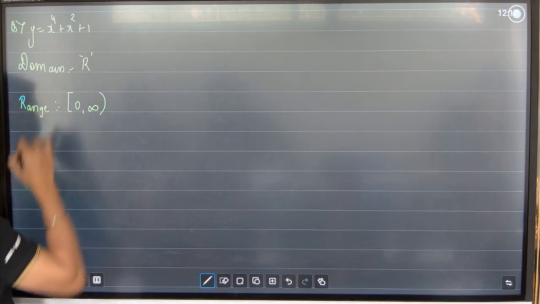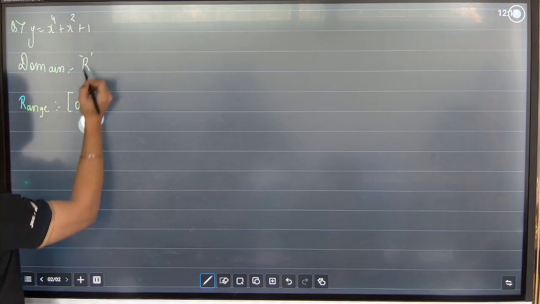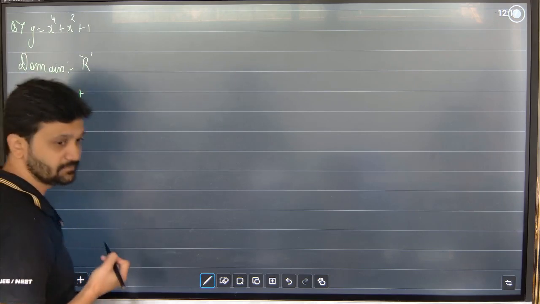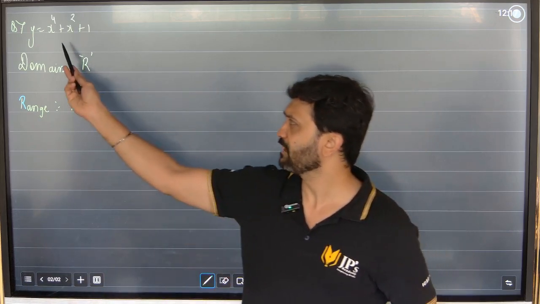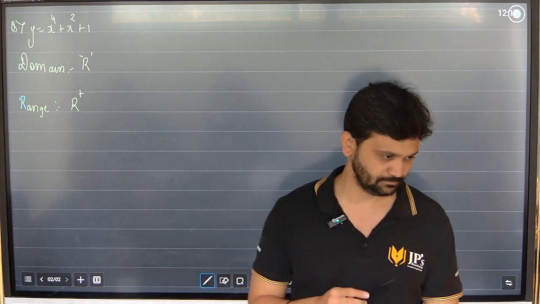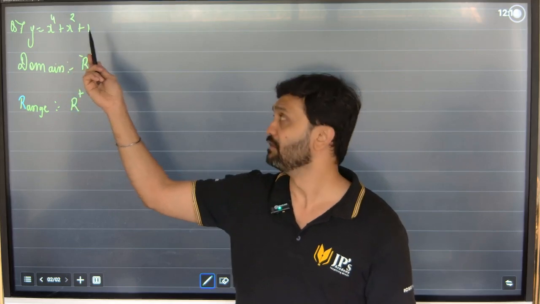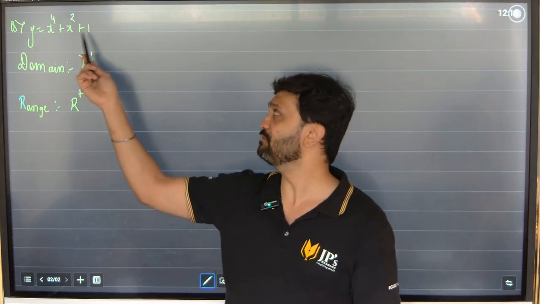Now in this case 0 will not come, take anything, 0 will not come. My answer will be a positive number, and since my answer will be a positive number, it is going to be R plus. How do I now know that it is R plus? Nothing special. If I put x value as -1, -1 raised to 4 is 1, -1 square is 1, and 1. So 1 plus 1 plus 1 becomes 3.